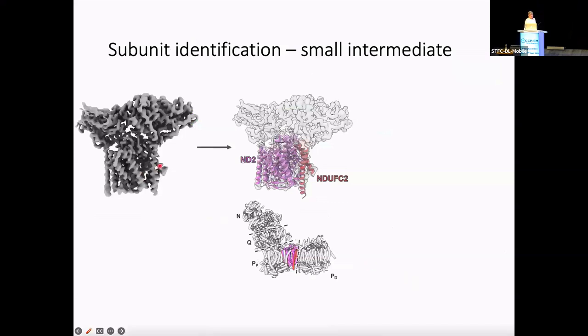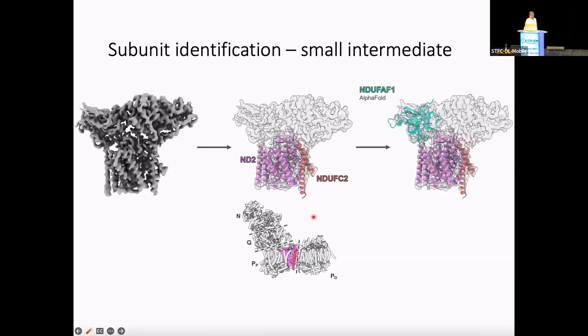So how to identify this? Obviously this is the transmembrane part, and you could fit one of the core subunits of the membrane domain, ND2, which is part of the PP module as expected, and one other small transmembrane unit. And the rest should be assembly factors. So an AlphaFold model of AF1 could be fitted easily. But then there was still a large structure left.